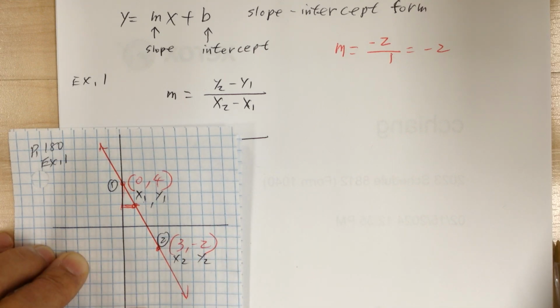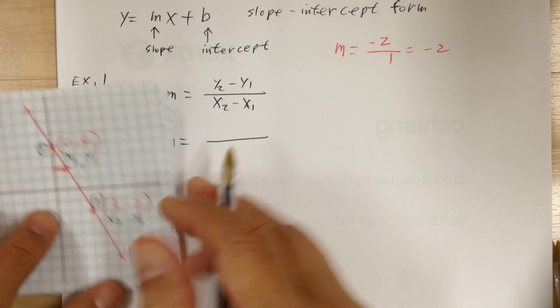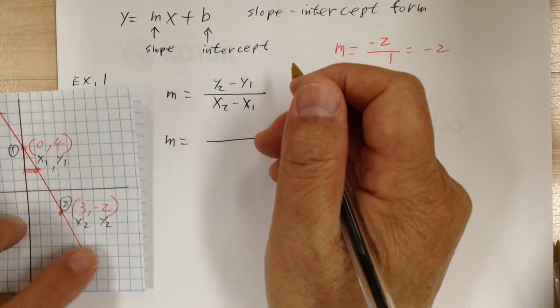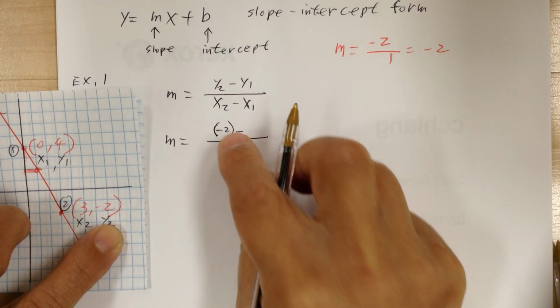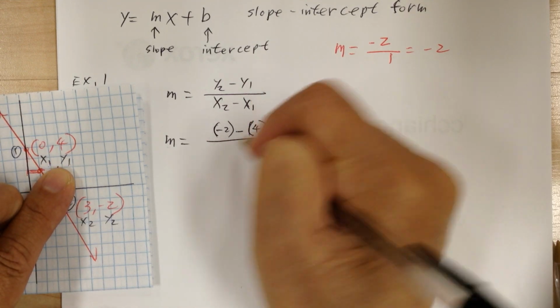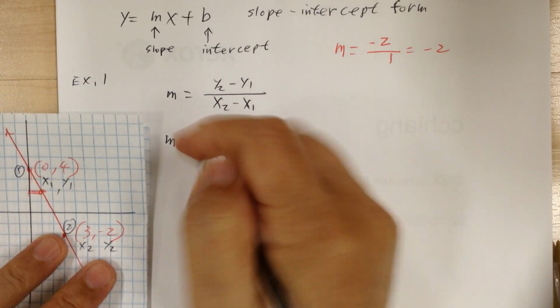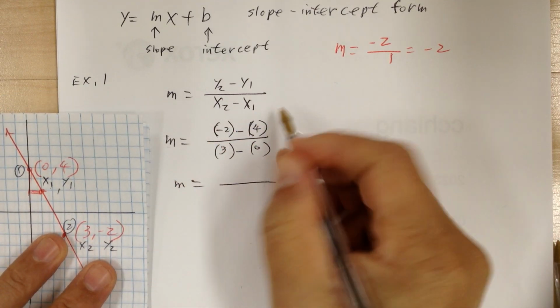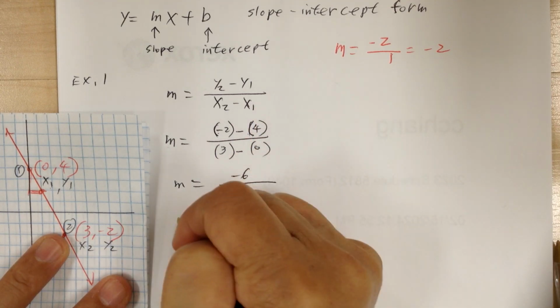And normally I like to go from left to right. So this is the first point, this will be the second point. So you substitute: m equals y2 is negative 2 minus, again it's safer to put in parentheses whatever you substitute, 4, over x2 which is 3 minus 0. So the slope equals negative 2 minus 4, which is negative 6, over 3 minus 0, which is 3, so the slope equals negative 2. And that's what we get, right?